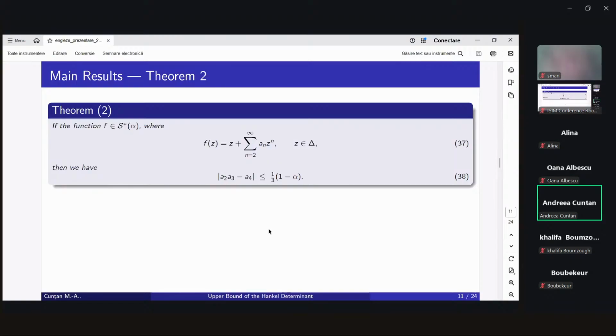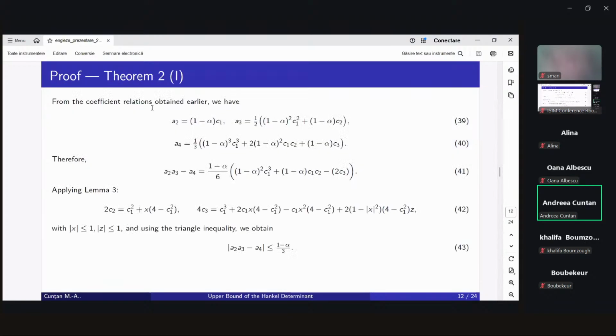Theorem 2: if the function f belongs to star-like alpha, where in the next relation, then you have the next equation. Proof of Theorem 2: from the coefficient relations obtained earlier, you have the next equations.